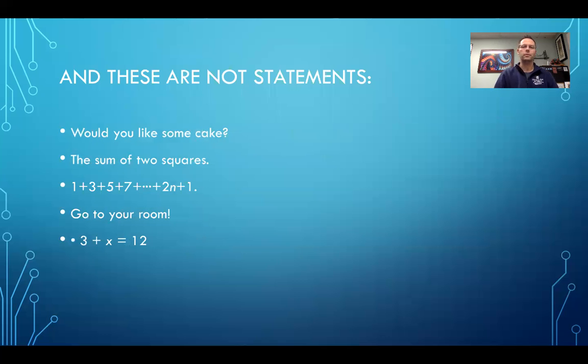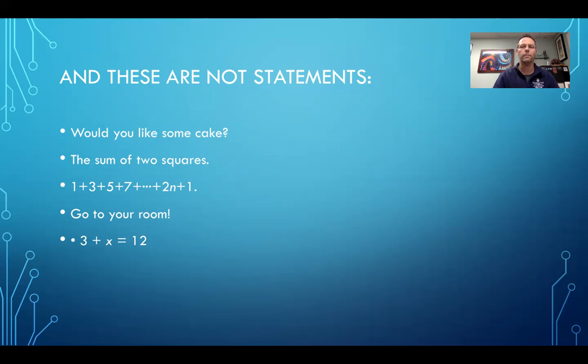These are not statements. Would you like some cake? It doesn't mean that it has no meaning, but it means that we can't take something like a question and plug it into our tests for logic. The sum of two squares. What do you mean? It's an incomplete thought. It might be a part of a statement, but it's not a full statement in and of itself. Go to your room. Of course, that's not even something you all can hear either because, well, maybe at this point you can, but you don't care because you're in college and you're independent.